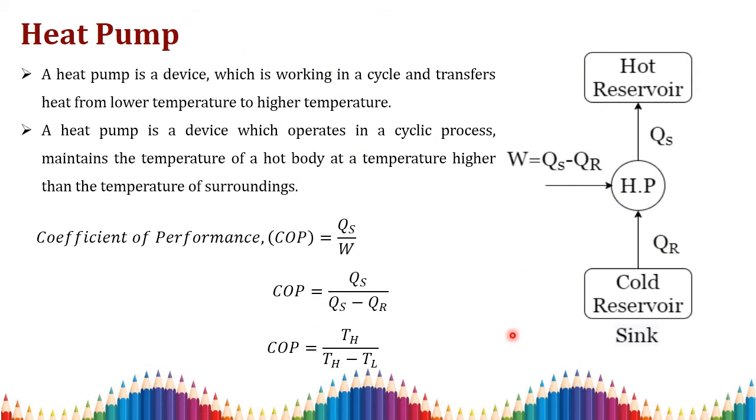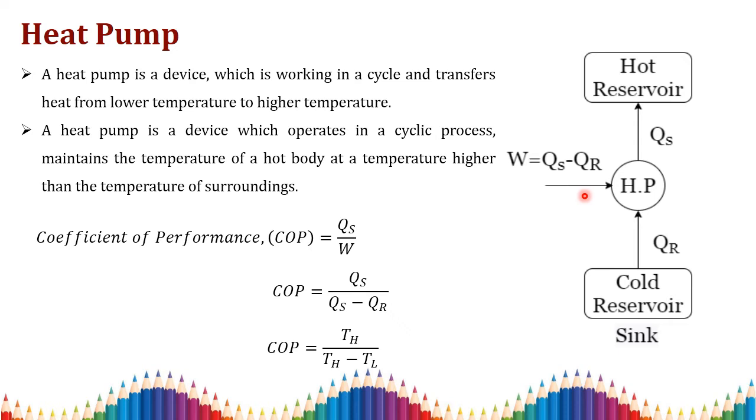Then the second one is the heat pump. Here the heat pump is a device which is used to heat a system from lower temperature to higher temperature. For that we are giving some work. The heat is considered as rejected from the cold reservoir, and we are supplying some heat to that body to heat the system. Here the work done is QS minus QR, as for the heat engine, but in the case of the heat engine we take work out, whereas in the case of the heat pump we are giving some work.